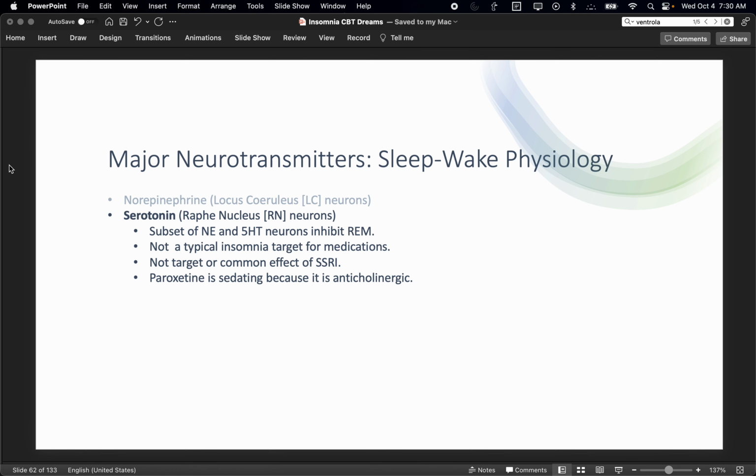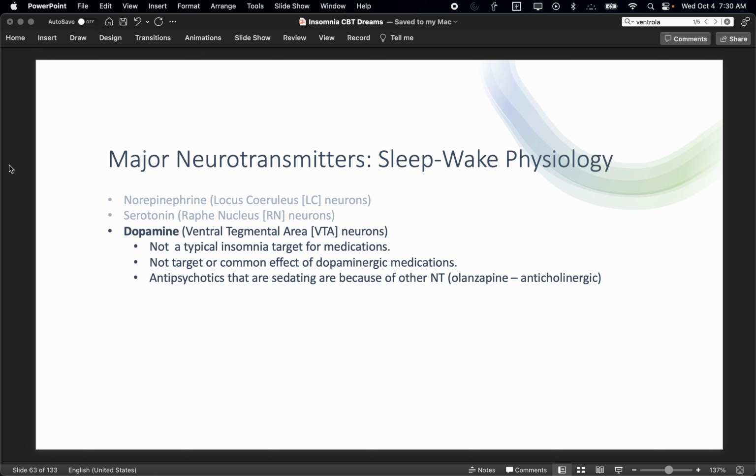So serotonin from the Raphe nucleus is where those originate from. Just like norepinephrine, not a common target, not a common side effect for sleep. Paroxetine is the one you might think of, going, I know that one can be sedating, but that's actually because it's more anticholinergic, not because of the SSRI aspect.